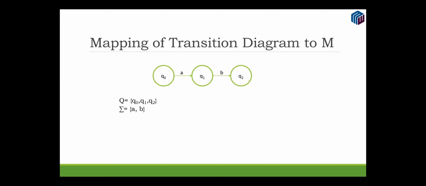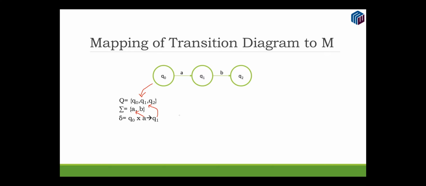Now we have to write the delta. Delta maps from Q times sigma to Q. That is, Q is the starting state which is there in the capital Q. So the first state is Q naught. Here sigma is pointing to a, reading a as input and moving to the state Q1. Q1 is available in capital Q.